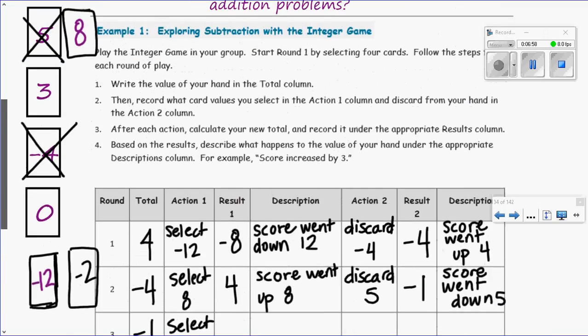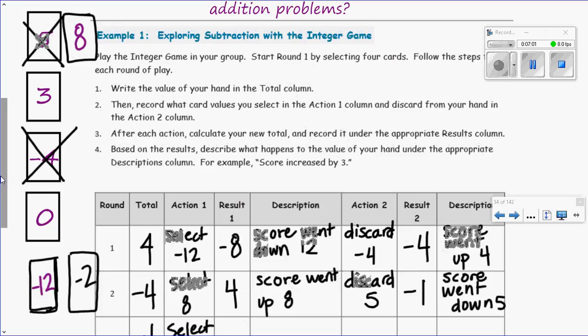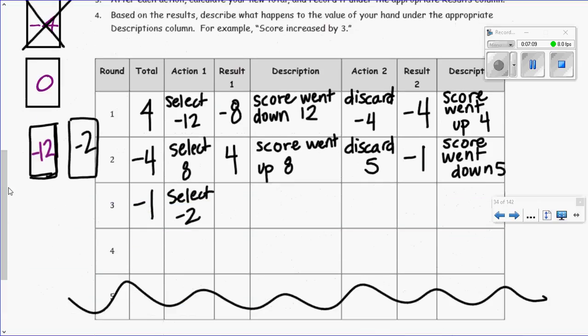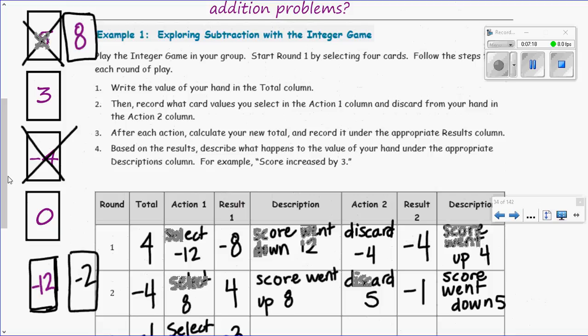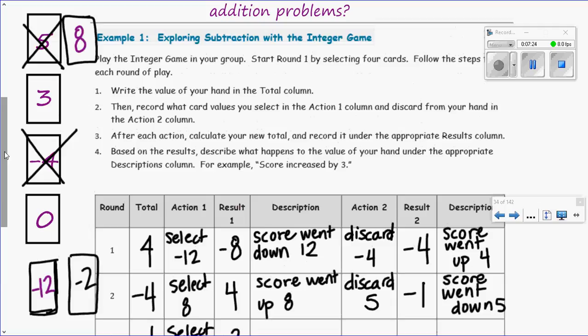Okay, so what is the result now? So 8, 3, 0, negative 12, and negative 2. What would our score be? It would be negative 3. Negative 3. Pause it and try it again if you need to. We've got negative 12 and negative 2. That would be negative 14. And then positive 3 and positive 8 would be positive 11. So if you had negative 14 and positive 11, that's where we get negative 3. Or on the number line, carefully move to the right and to the left.